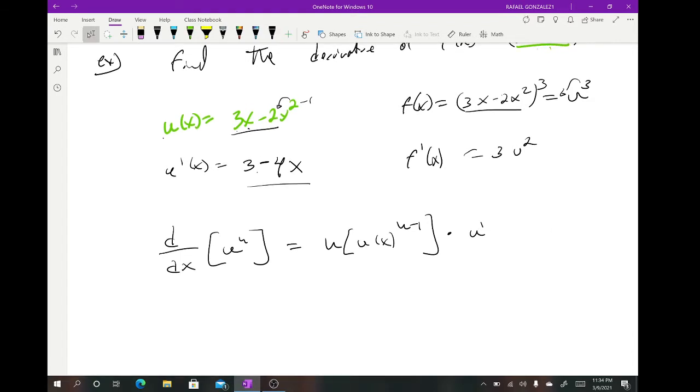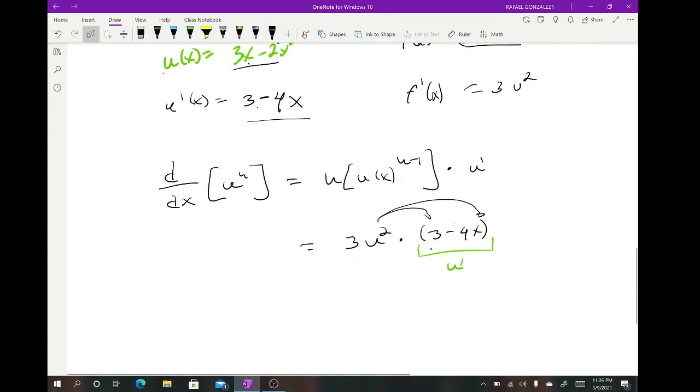And we have all of these now. So this is 3u squared times (3 minus 4x). Notice that I'm putting the u prime in parentheses. The reason why I'm putting it in parentheses is because this is a binomial, and there's a negative sign in the middle. And when we multiply a binomial by a monomial, we have to distribute to the first term and then to the second term. So if you're asked to simplify, you need to keep that in mind.